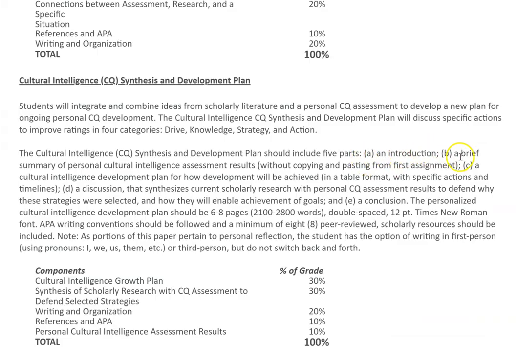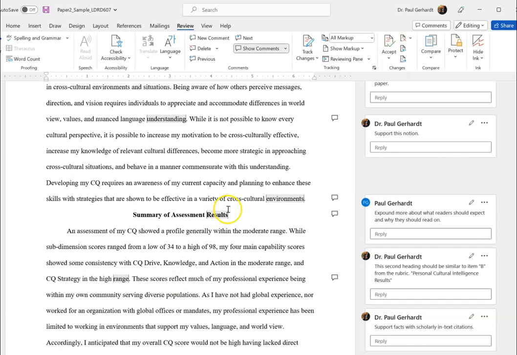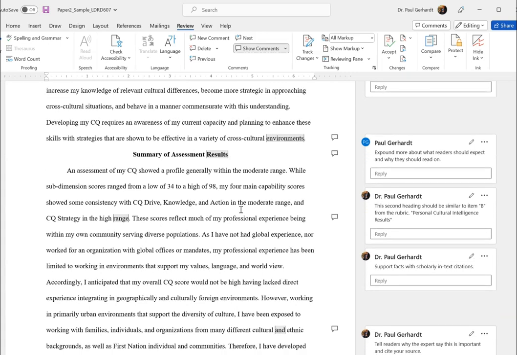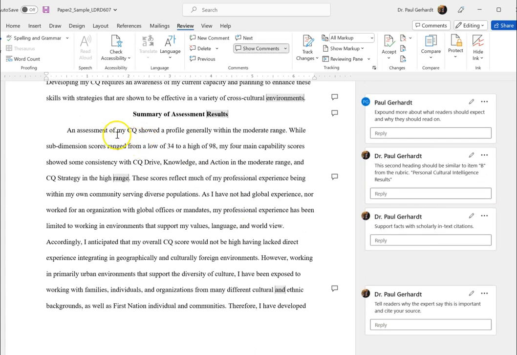So they gave the introduction and then summary of personal cultural intelligence results. I would make that even shorter. I would just call it personal intelligence assessment results, or cultural intelligence results, perhaps. But that should be your level 1 heading for the very second one, because it's the second direction. So again, introduce what this section is about.